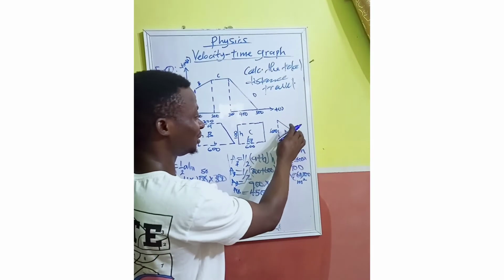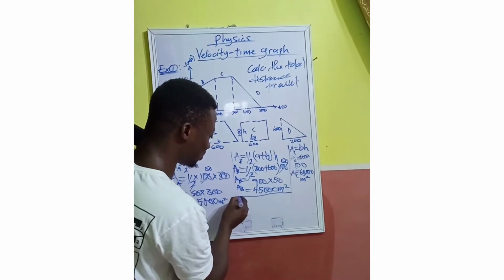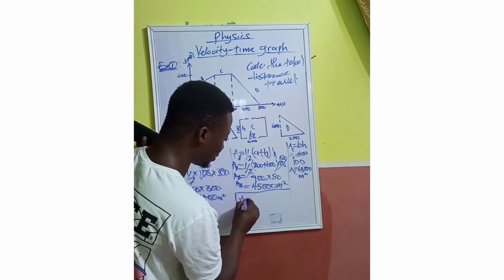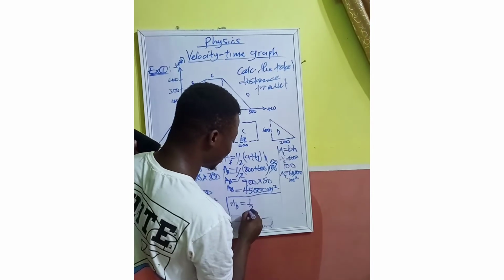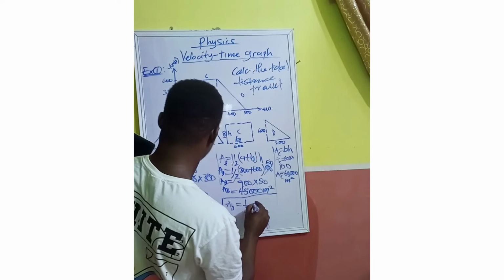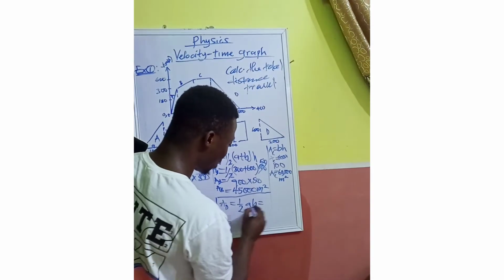Now the last one is D. To calculate the area of D, let's come back to this place. The area of D is going to give us the same thing. It is a right angle triangle. It is going to give us half AH, the same thing we did here. Half AH. What's our A here?